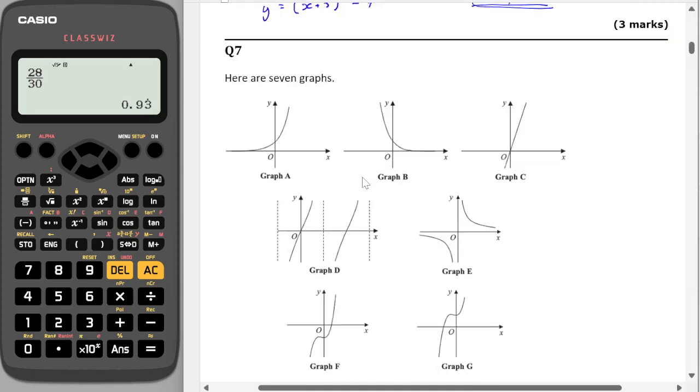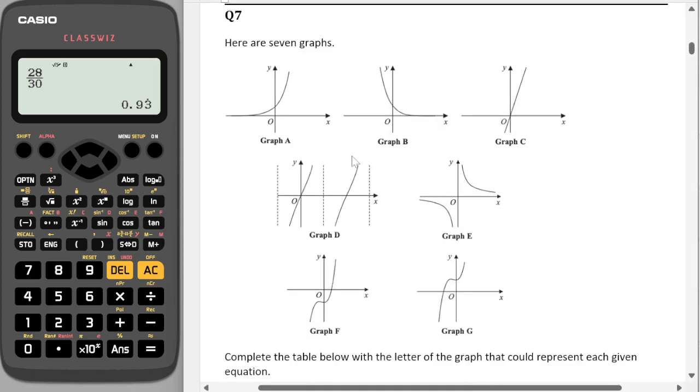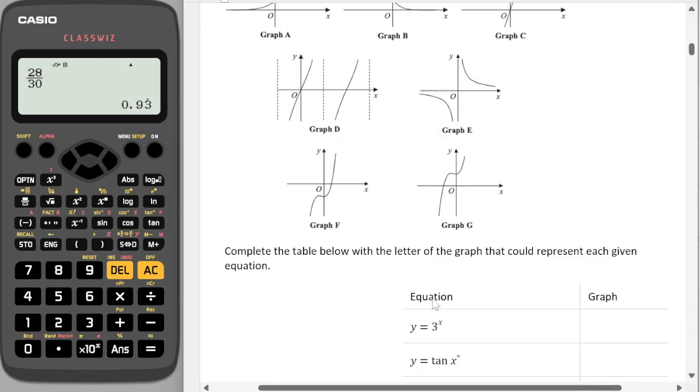Okay, question 7. Here are 7 graphs. If we just talk, this looks like an exponential graph, negative exponential, linear. This looks like the tan graph. This is a reciprocal graph, and these two are cubic graphs. Complete the table for which letter each one could represent.